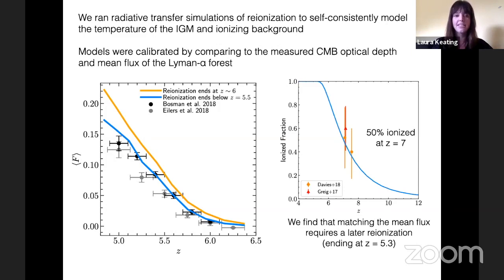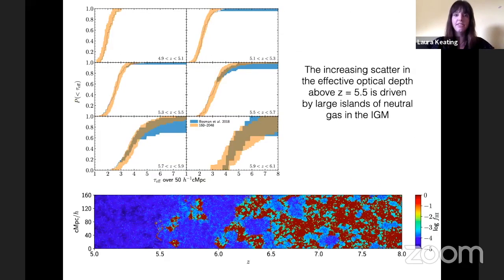For comparison, you can see in the orange line a model where reionization ends at redshift 6, like people commonly think. This is a model that's about 50% ionized at redshift 7, based on trying to also match CMB data. If we match this mean flux, we find that we naturally can reproduce the scatter of the opacities that is observed along these different sight lines of the Lyman-alpha forest.